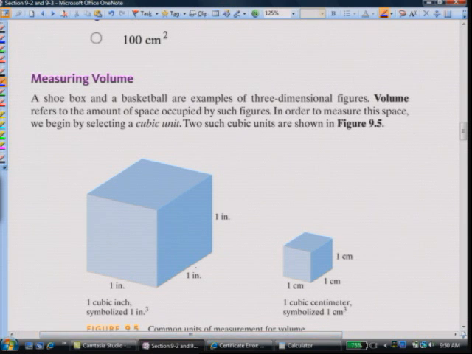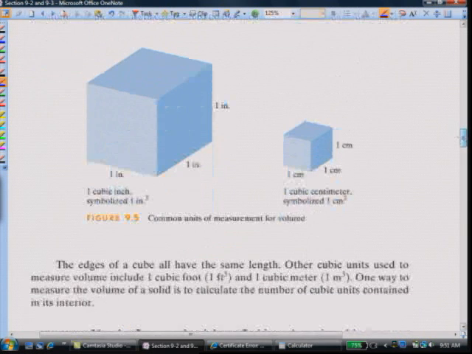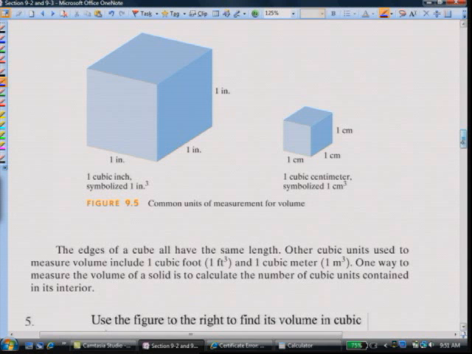And here's a cubic unit, which is a cubic inch. It's a 1 by 1 by 1 inch, so it's an inch cubed. And here's a cubic centimeter. So again, when you're calculating volume, you kind of imagine filling it with these cubic shapes, filling it all up, and then counting the total of them, and that's what you have. Those are common units for measurement. The edges of the cube have the same length. Other cubic units include a cubic foot and a cubic meter.